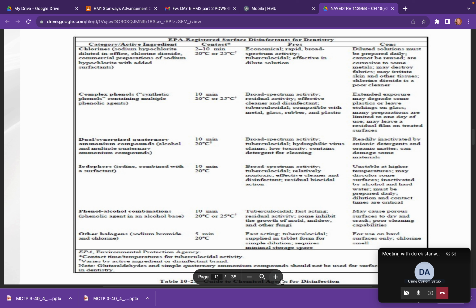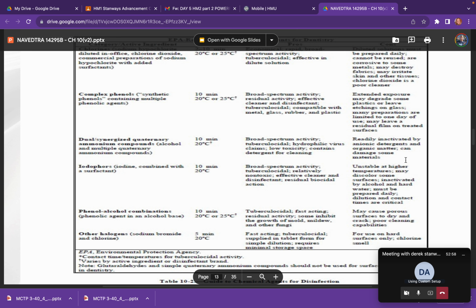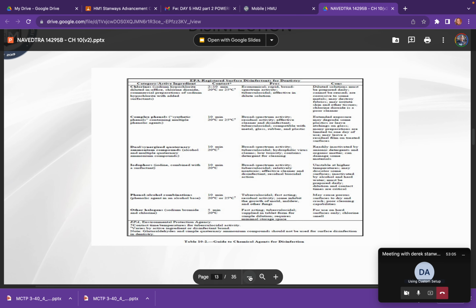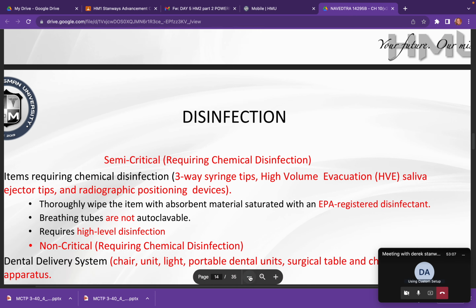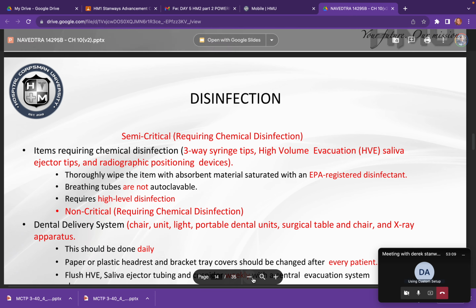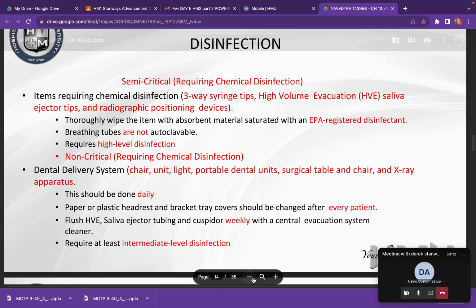Another chart, just to show the EPA registered surface disinfectants for dentistry. Semi-critical items requiring chemical disinfection are things such as 3-way syringe tips, high volume evacuation, saliva ejector tips, and radiographic positioning devices. Breathing tubes are not autoclavable. You must thoroughly wipe the item with absorbent material saturated with the EPA registered disinfectant.